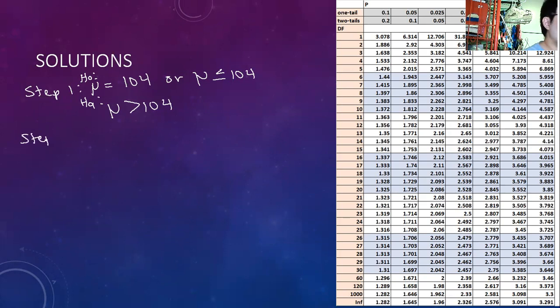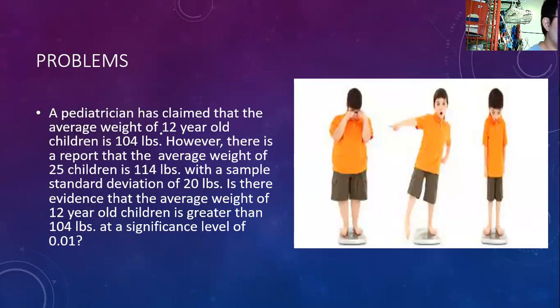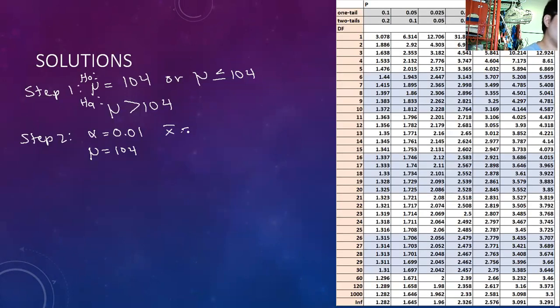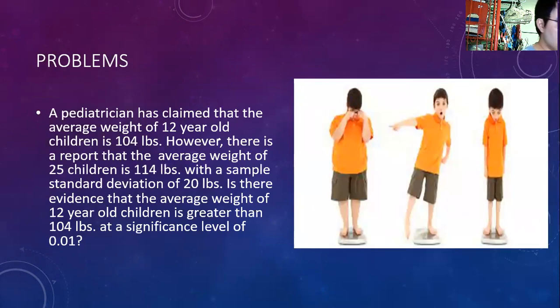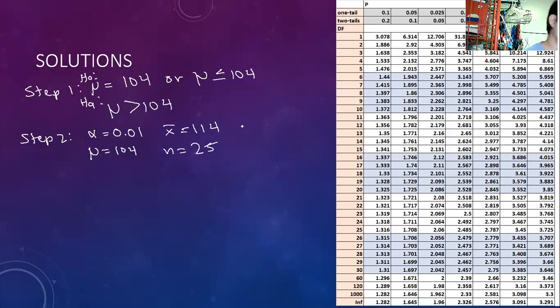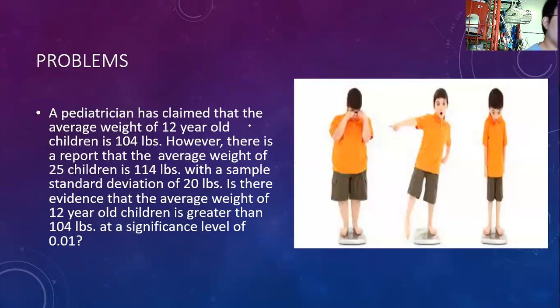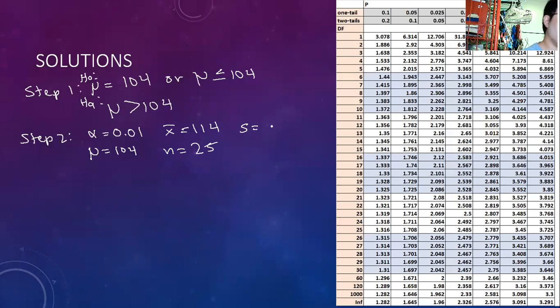Okay, so we're going to identify what is given. Our significance level is 0.01. Then we're going to state the population mean, then the sample mean. So our sample mean is 114. Then our sample size is 25. Then our standard deviation, which is small s, is 20 pounds. Okay, so now we have stated all the given.